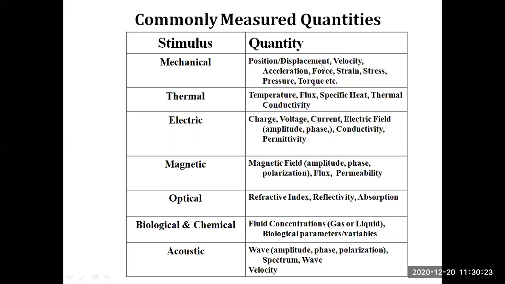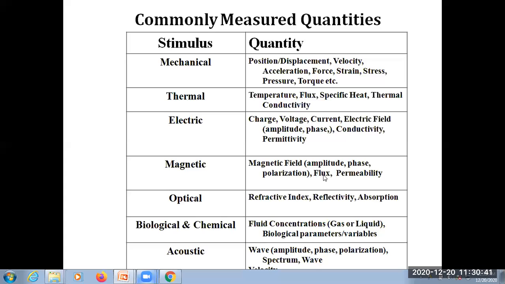a variety of parameters like position or displacement, the velocity. So typically they can be using LVDT or potentiometer. Then you can have strain gauges or torque sensors. For thermal, we can have temperature sensors. For magnetic, we can have magnetic field or flux sensors. So mind you that the same sensor cannot measure all these quantities. They are dedicated unique sensors for measuring each of these quantities.